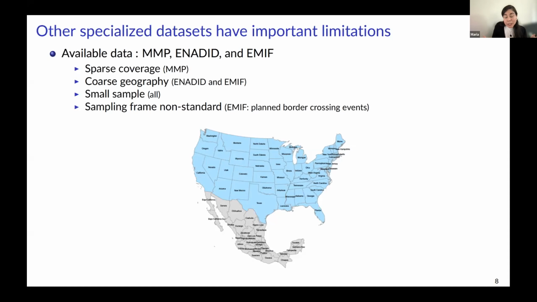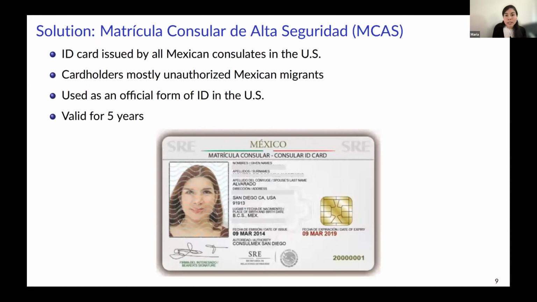So given these limitations, what we do is to use this great resource, which is data from the Matrícula Consular de Alta Seguridad, which is this identity card that you observe here, that is issued to Mexicans living in the US.